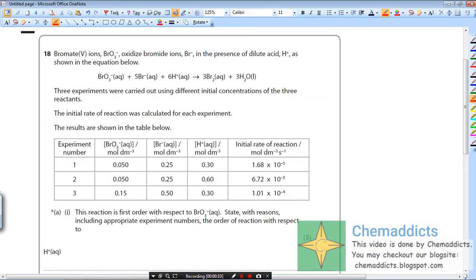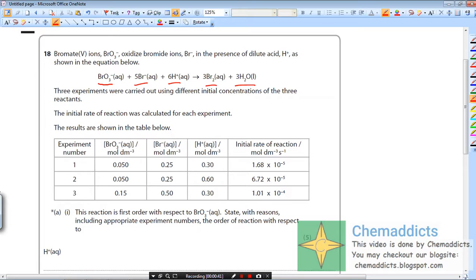Okay, so let us read the question. The question says bromate(V) ions, BrO3 minus, oxidize bromide ions, Br minus, in the presence of dilute acid, H plus, as shown in the equation below. So this is the bromate, bromide, H plus, bromine, water.